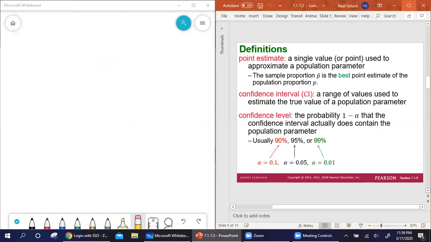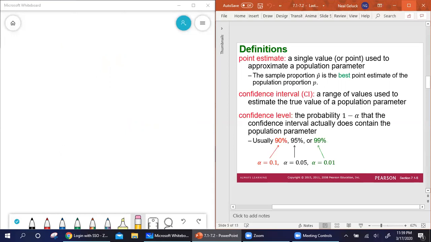It is what's called a point estimate. Don't worry so much about that. It's basically saying that if I take a sample, the proportion I get from that sample is the best estimate of the population.